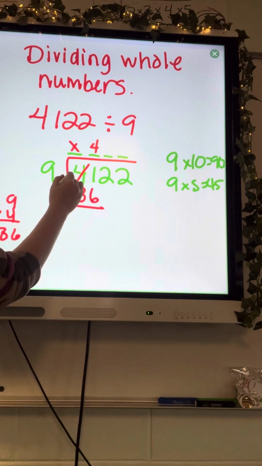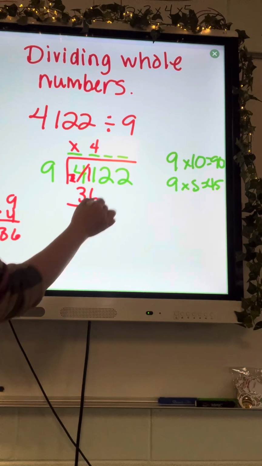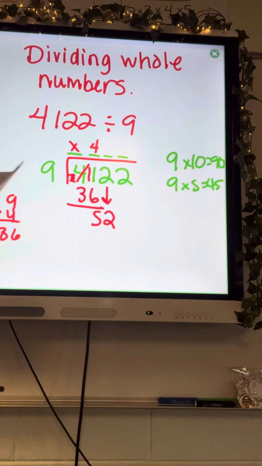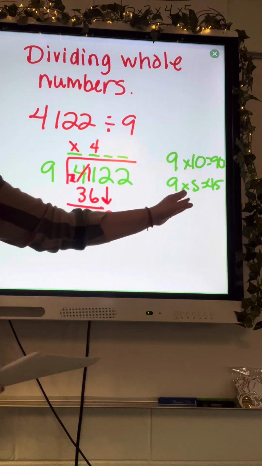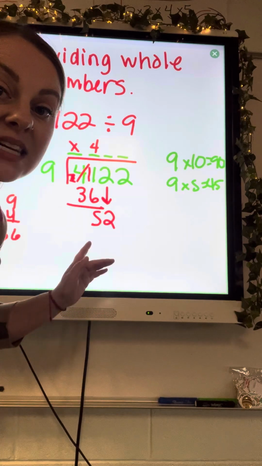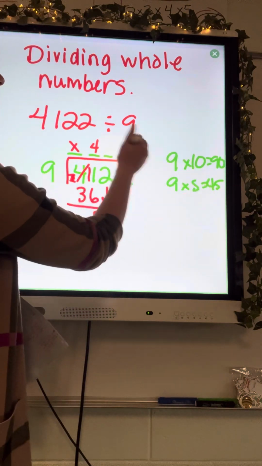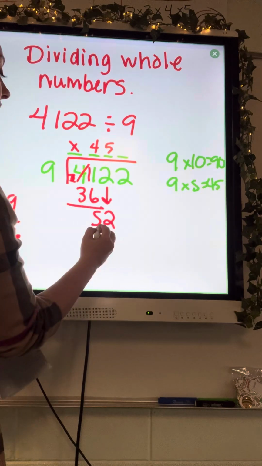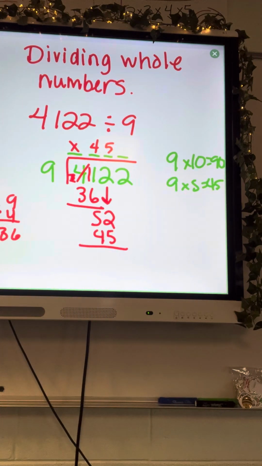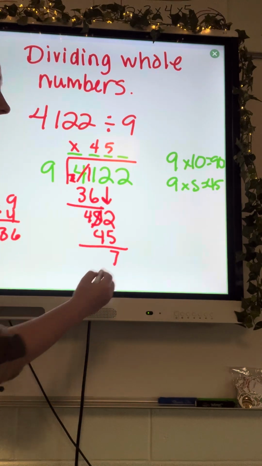Okay, I borrow from my 4, it becomes a 3, and my 11, and then 6 plus 5 is 11. I bring down my 2. Now I have 9 fitting into 52. Well, 9 times 5 is 45, that's pretty close to 52. If I did 9 times 6, it would be above 52. So right here, 5, and 9 times 5 is 45. When I subtract that, I'm left with 7.